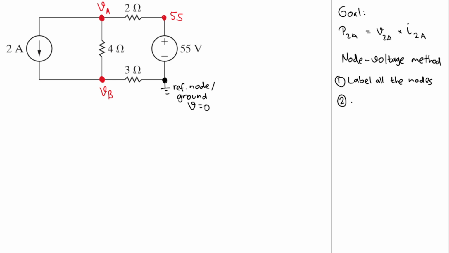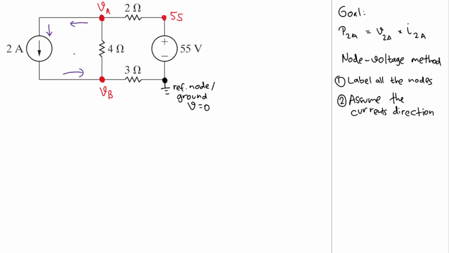And the second step that we need to do is to assume the current directions, right? Okay, for the branch with the current source, I just follow the arrow here, so it will go down in this branch, right? But that should be, this goes to the left from VA, right? Because this is the same branch, and it will go to the right here to VB, like that.